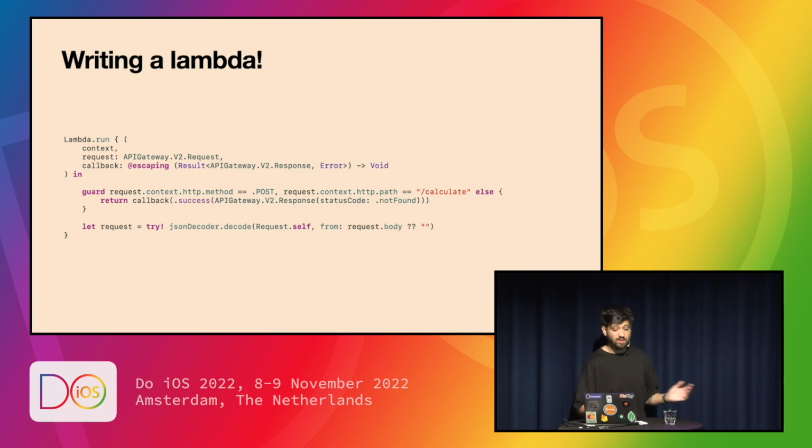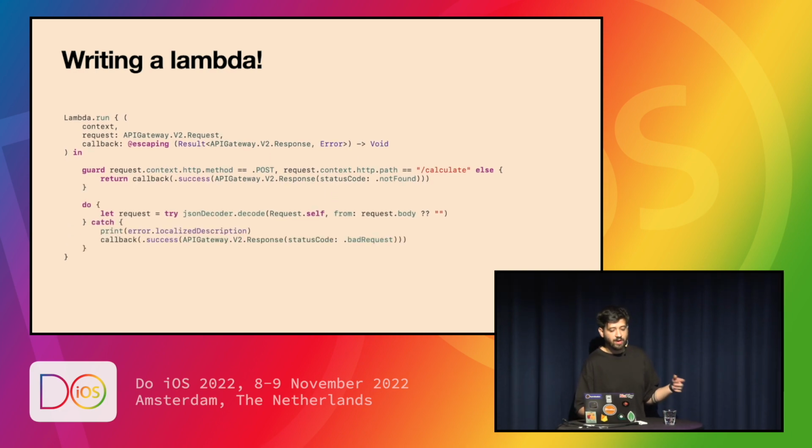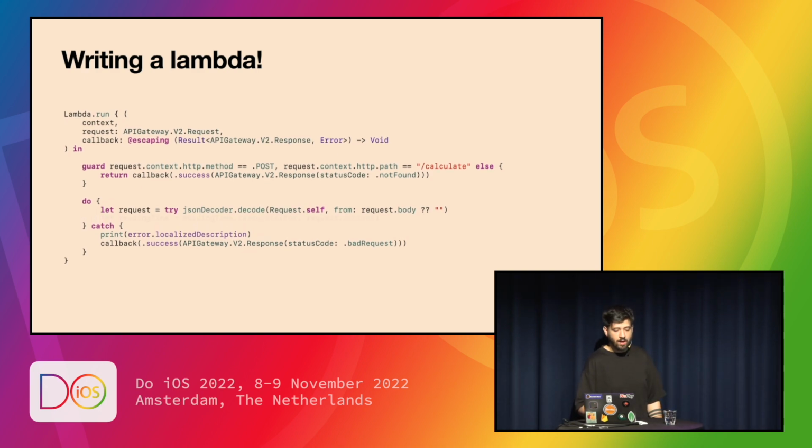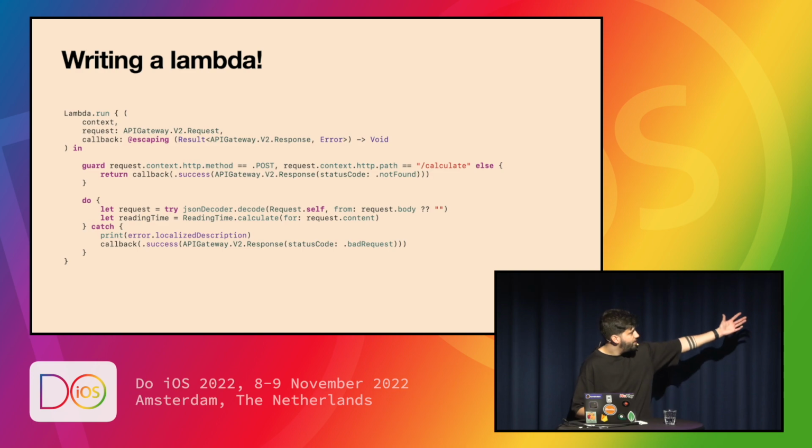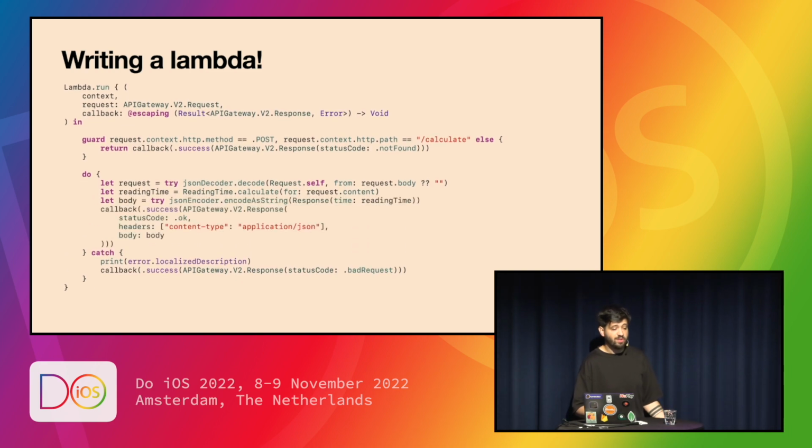Then I decode it. This is simple Decodable stuff. I make sure that there's content in the request and that I'm getting a string. I add some error handling so I can call back with bad request if it doesn't work. And the next thing I do, I finally call reading time. From the request content, I want to calculate how long it would take to read that. And then I just return it as a JSON string. That's literally all it takes to make a Lambda.